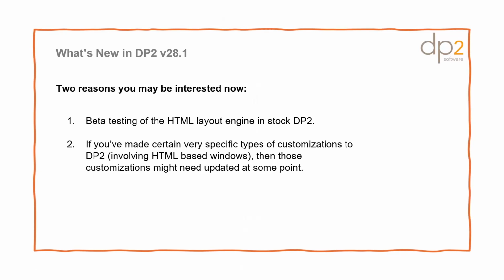It's your call. If you've made certain very specific types of customizations to DP2 involving HTML-based windows, then those customizations might need to be updated at some point. So it's kind of to give you a sense of what's happening. We've built some capability into version 28.1 that can help you identify if any of your customizations fall into this category or not. And they can help you see if those changes are forward compatible with the new engine. And if not, we'll explain how to deal with it.